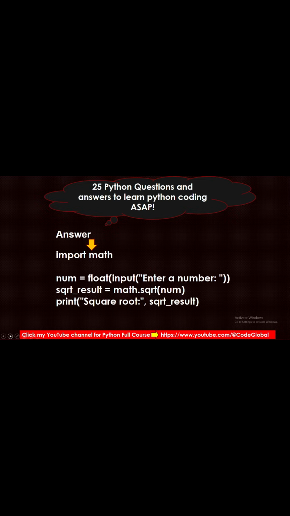So it is going to print. For example, if the user enters 25, then it's going to give us the square root of 25, which is 5, right? That is what it's going to give us. If the user enters 9, the square root of 9 is 3, right? That is what it's going to give us.